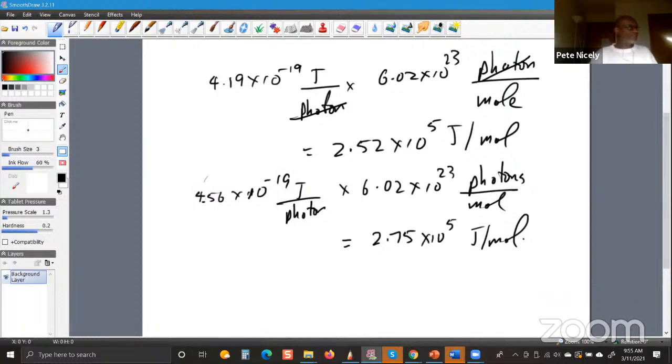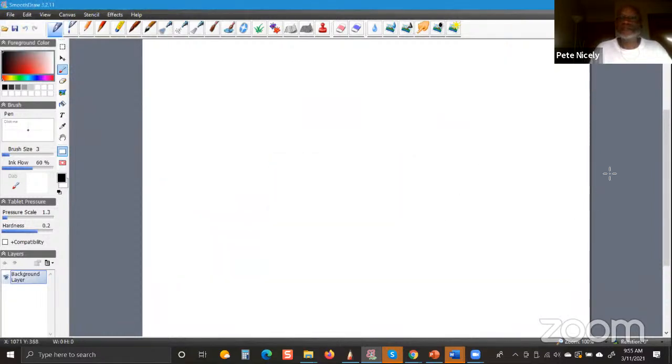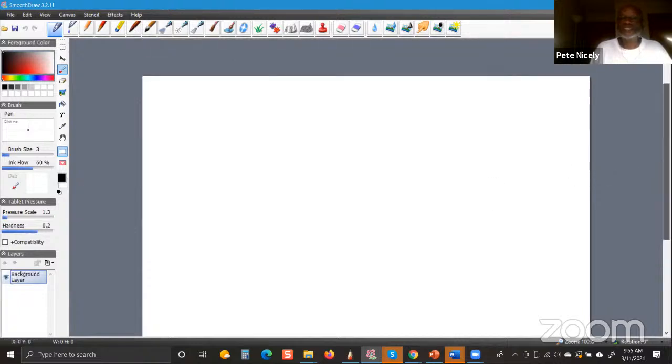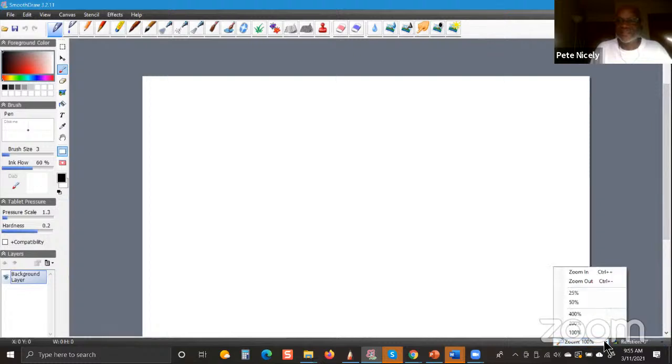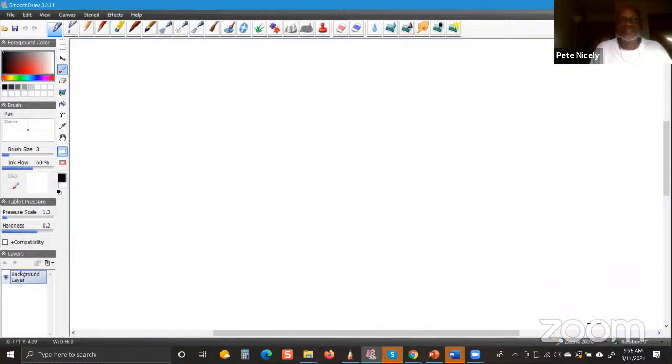So the next question is number 5. Okay, now this one requires a different equation. For number 5, the question says, let me zoom this in. Okay, so for question number 5, it says calculate the longest and shortest wavelength of light emitted by electrons in a hydrogen atom that begin in the n equals 6 state and then fall to the states with smaller values of n. So let me try to draw a picture of what's happening here.